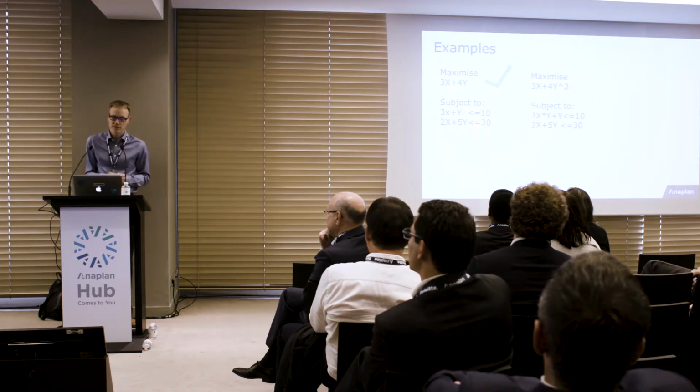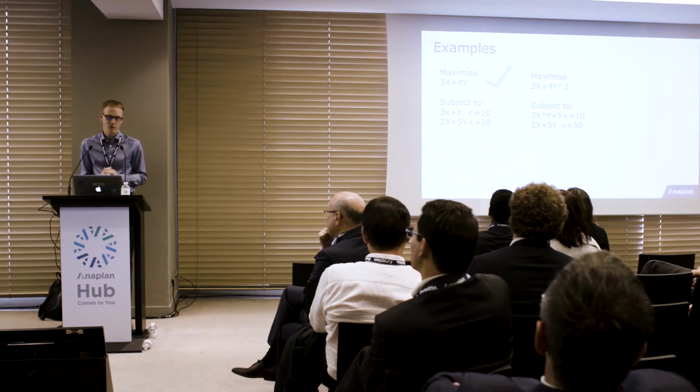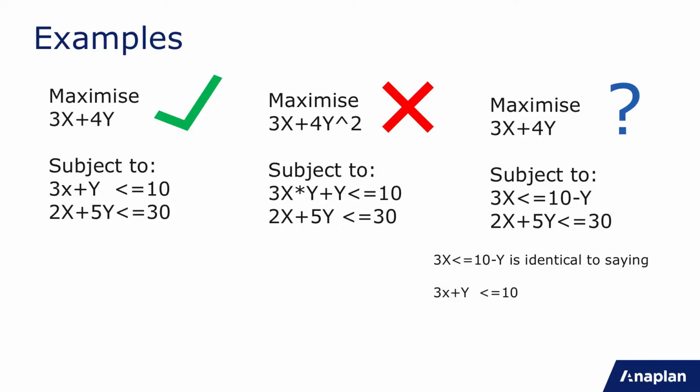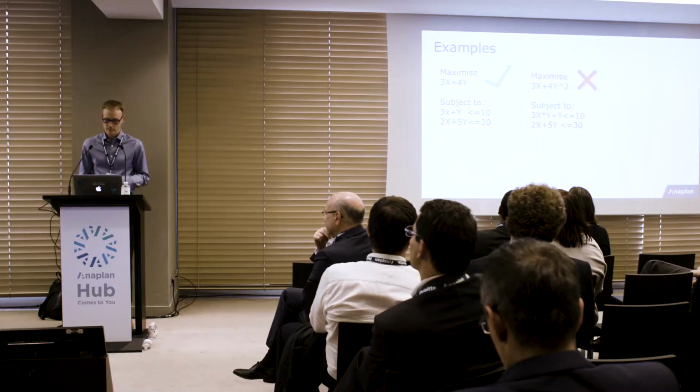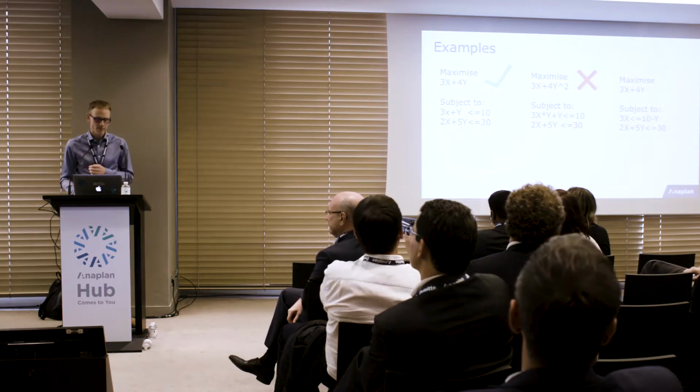Imagine your objective was 3x plus 4y squared, and you wanted to subject that to certain constraints. So 3x times y plus y less than 10, 2x plus 5y less than 30. That would not be a linear problem, partly because the objective function that we're looking to solve has that y squared term in it. Again, in future that might be a problem we can solve, but right now that would not be a linear problem that Gurobi could solve. So that definitely would not be a linear problem.